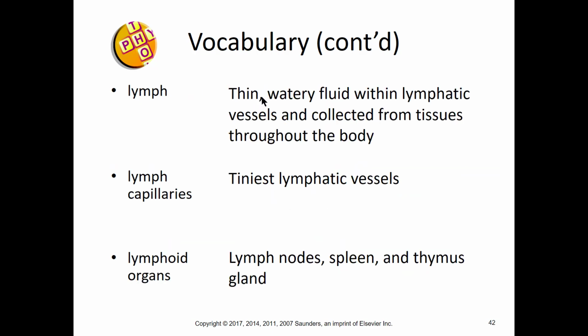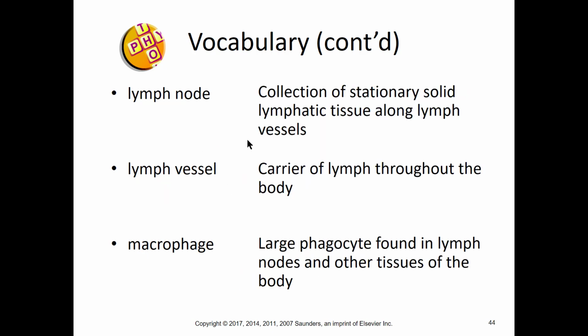Lymph is actually a thin, watery fluid within the lymphatic vessels, collected from tissues throughout the body. Lymph capillaries are the tiniest lymphatic vessels. Lymphoid organs are the lymph nodes, spleen, and thymus gland. Lymph nodes are a collection of stationary, solid lymphatic tissue along lymph vessels. Lymph vessels carry lymph throughout the body.